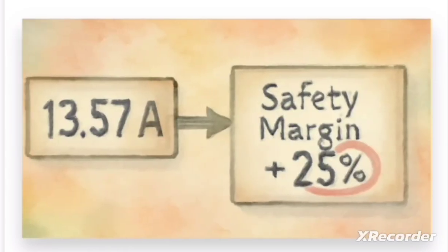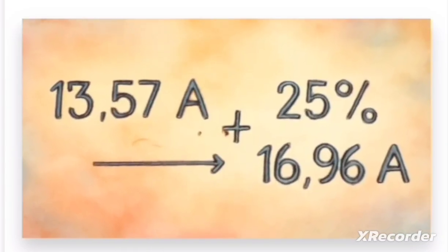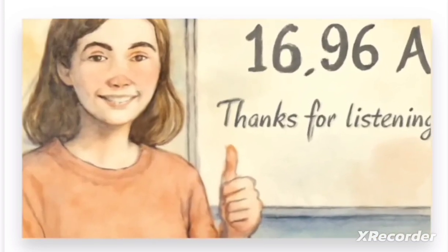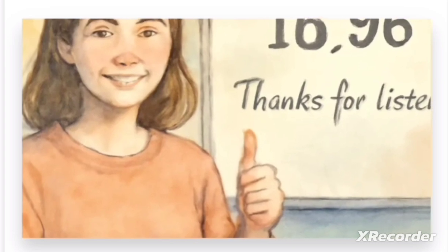For a safety margin, we'll add a factor of safety of 25%. So we take our 57 amps and add 25% to it, resulting in approximately 16.96 amperes. And that's how you determine the current for this motor setup.